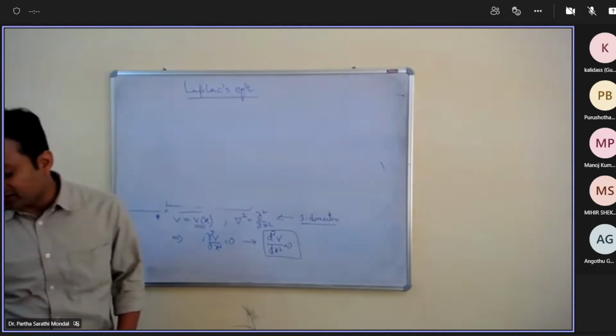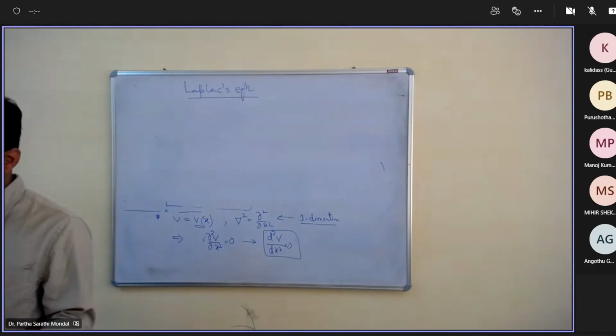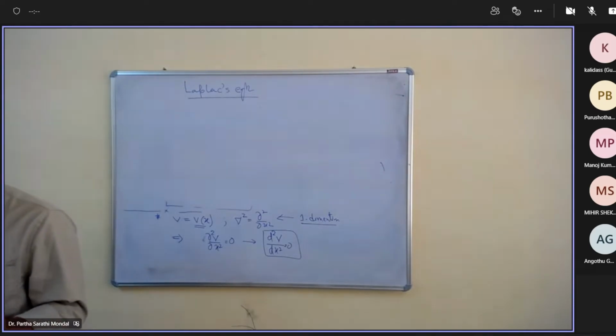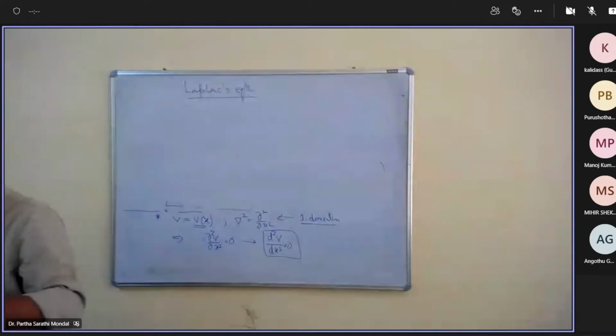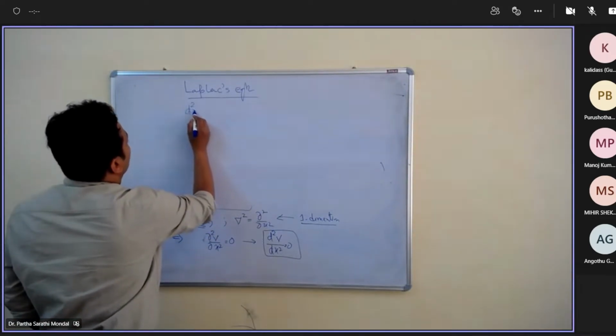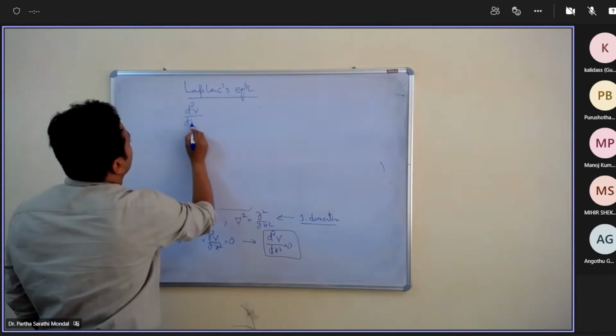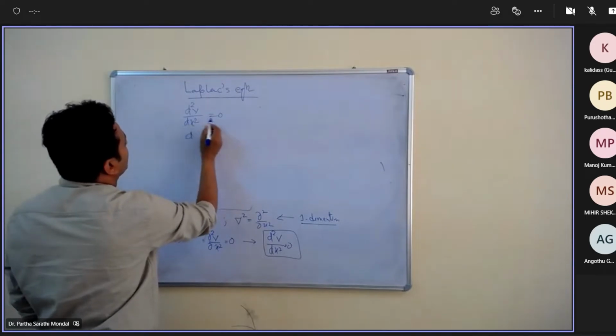बताइए इसको सॉल्व करेंगे तो क्या देगा आपको? क्या करेगा ये सॉल्व करेंगे तो? दो बार इंटीग्रेट कीजिए, इसे क्या होगा? ∂²V/∂x² = 0. एक बार इंटीग्रेट करेंगे तो क्या होगा ये?